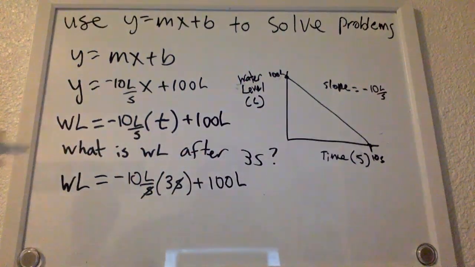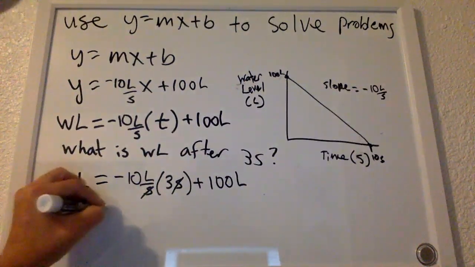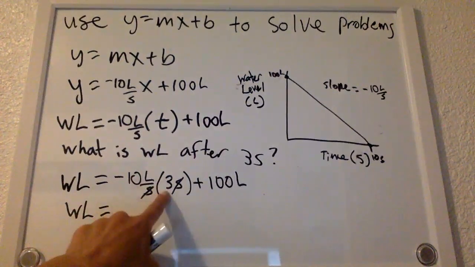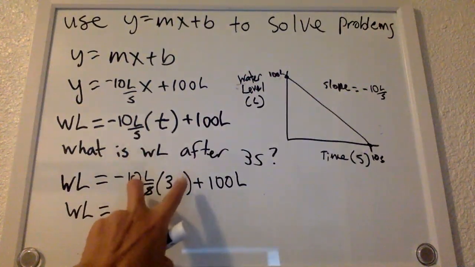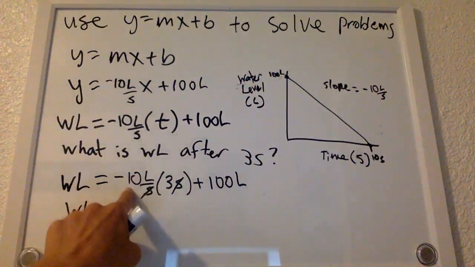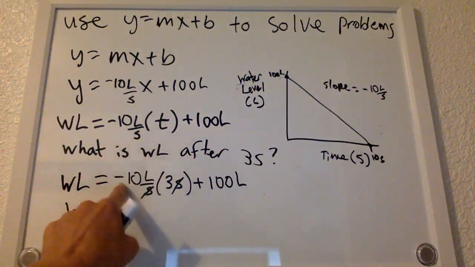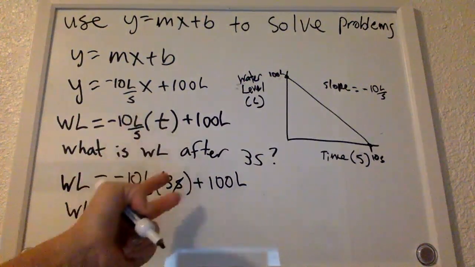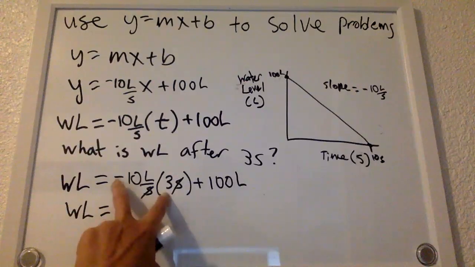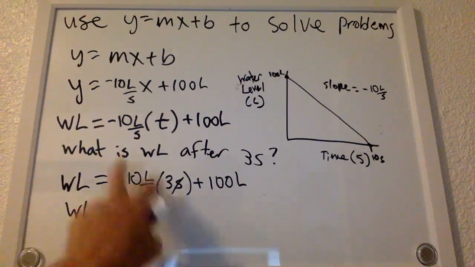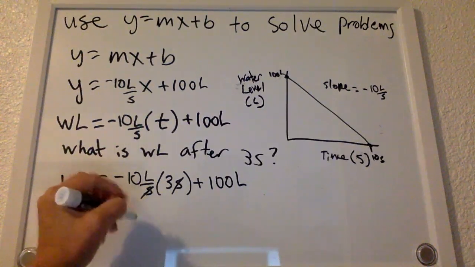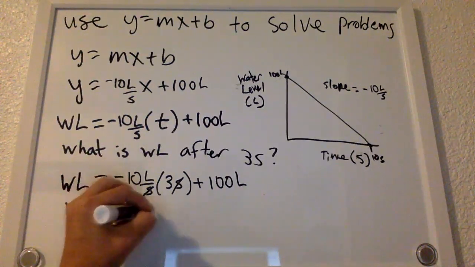Okay, so I can continue solving this. Water level equals, I take 10 times 3, because that's a times there. It's that slope times your x. So 10, and don't forget, this is negative 10. So I like to just do the multiplication first. So 10 times 3, and I know since there's only one negative there, I just make it negative in the end. So 10 times 3 is 30. So negative 10 times 3 is negative 30 liters.